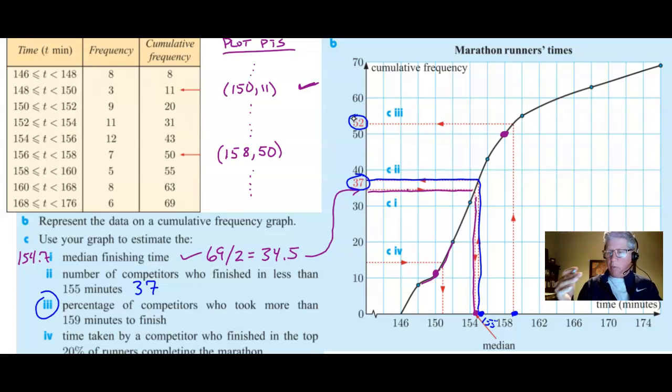All right, so now we kind of have that number. The percentage of competitors took more time. So 52 did less. How many are left? So we take the total number of runners minus the 52, and we get 17. Now 17 is the number of runners that ran this thing in longer than 159 minutes. So when we talk about percentage, then we need to take 17 divided by 69, and we're going to get the percentage. And I have my rusty calculator here, and the batteries are dead.